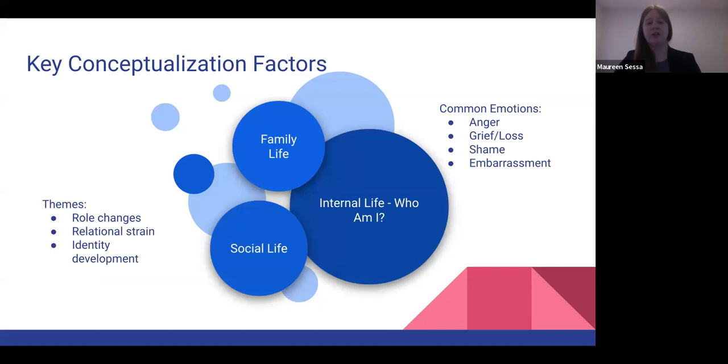Continuing on, just a little bit broader, we have different aspects of life, right? We have family life, social life, and internal life. Now, of course, social life and social dynamics can be similar, but we want to pull it out a little bit to see a broad scope of what an individual's experience is like. Because in all three of these, we can see similar themes. We can see role changes, we can see strain in relationships, and we can see identity development.